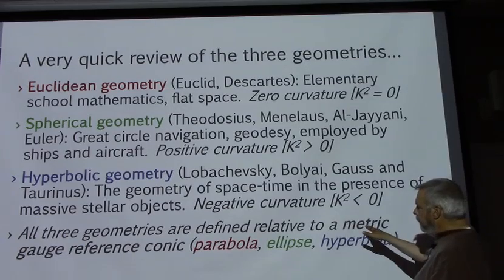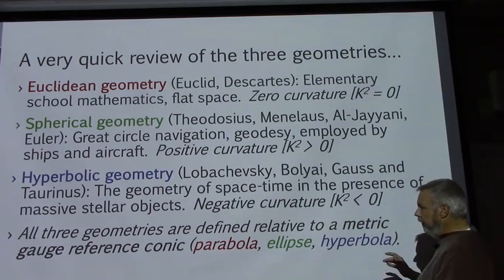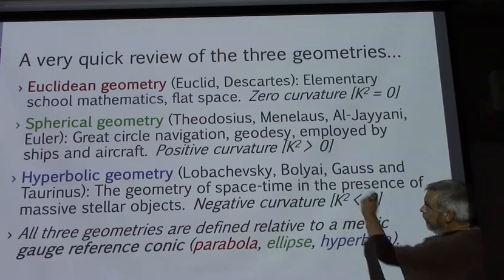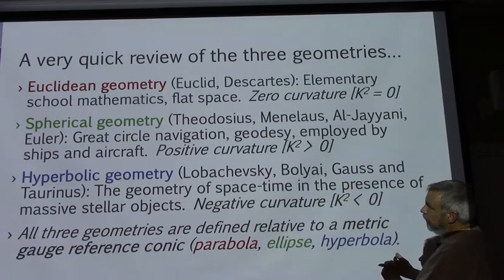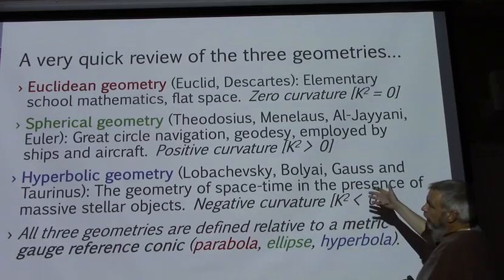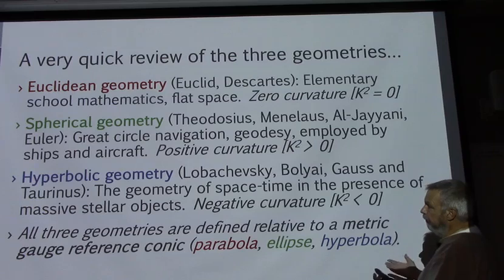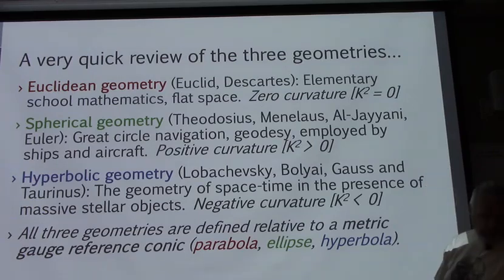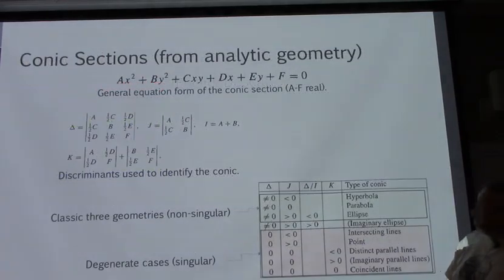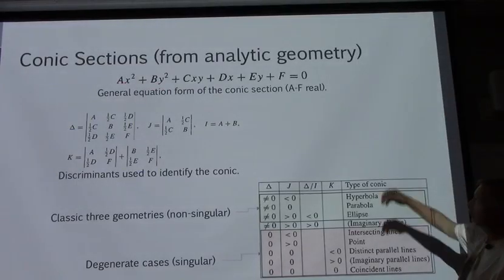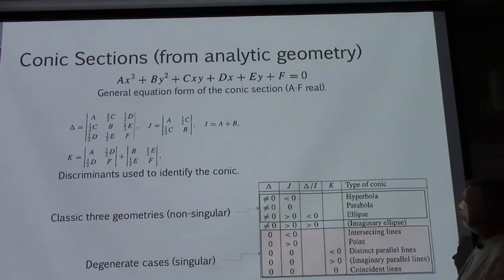All these geometries are defined relative to a conic. In one case, in Euclidean, it's a limiting case of a parabola. Spherical geometry is related to a circle or an ellipse, and hyperbolic geometry is related to a hyperbola. And if those of us who have had analytic geometry remember conic sections of the following kind.